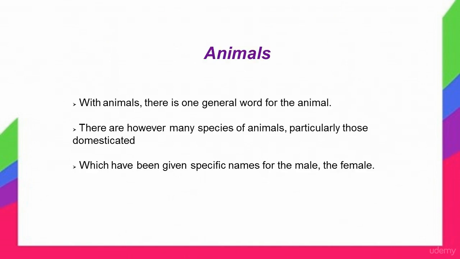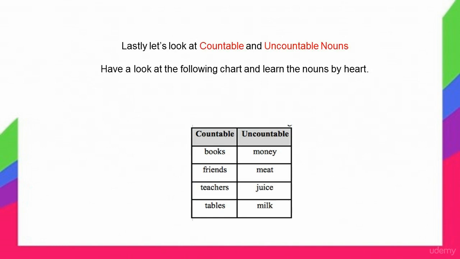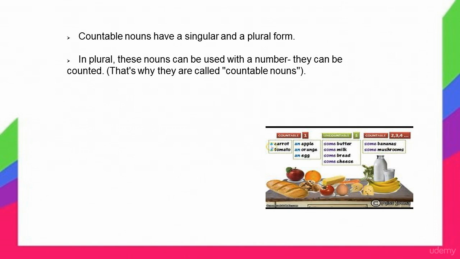Animals. With animals, there is one general word for the animal. There are, however, many species of animals, particularly those domesticated, that have been given specific names for the male and the female. And lastly, let's look at countable and uncountable nouns. Have a look at the following chart and learn the nouns by heart. Countable nouns have a singular and a plural form. In plural, these nouns can be used with a number. They can be counted. That's why they are called countable nouns.